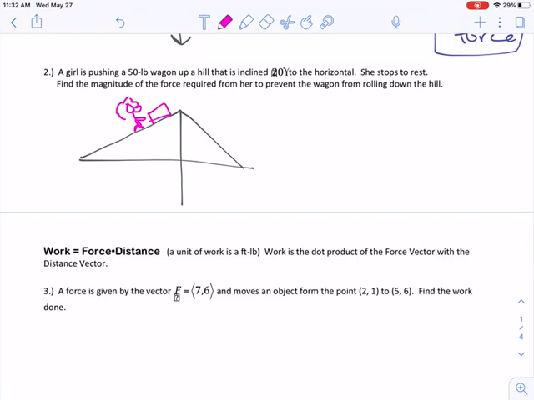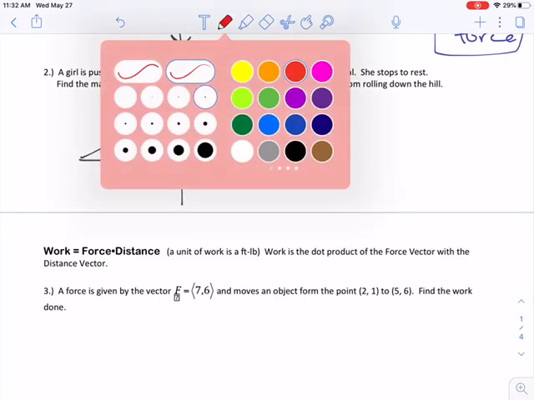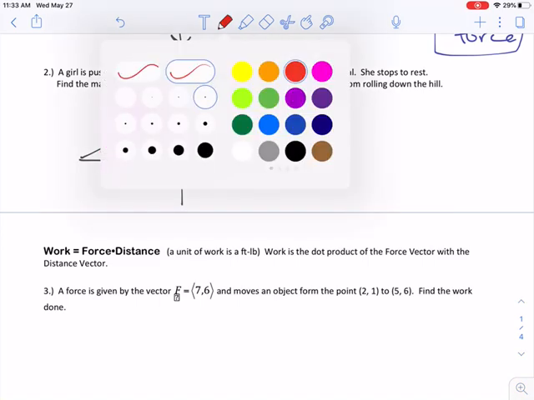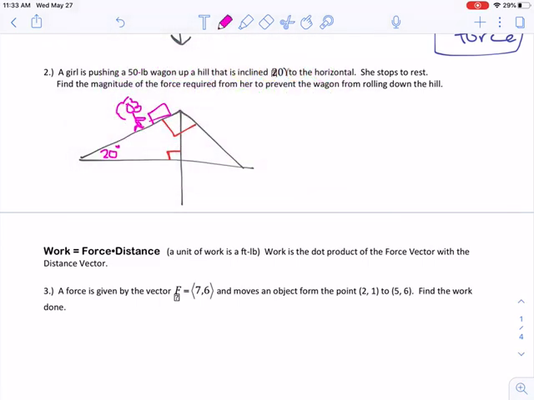It says that the hill is inclined 20 degrees, and I know that my vector U and my vector V make a 90-degree angle always. I also know that a vertical and a horizontal line make a 90-degree angle. So if that's the case, and I have a 20-degree angle and a 90-degree angle in my right triangle there, I know that that top angle theta is going to be 70 degrees.